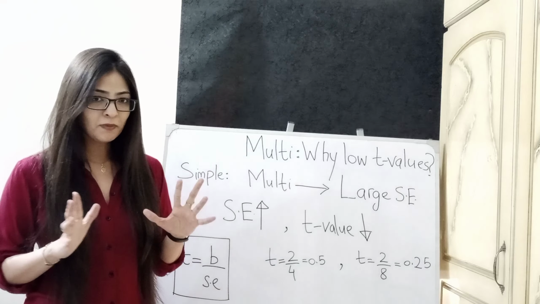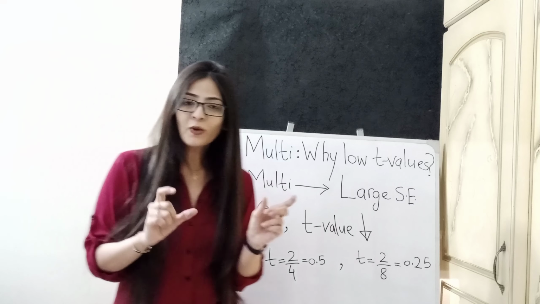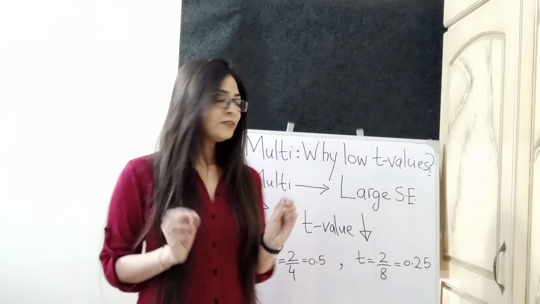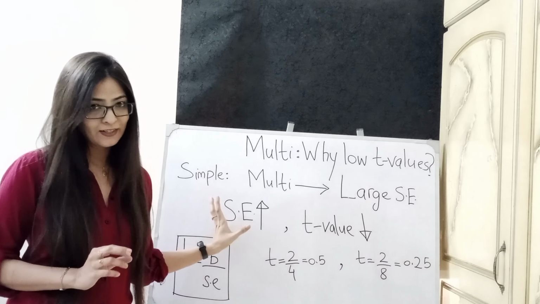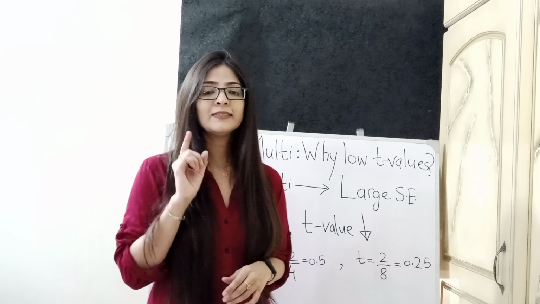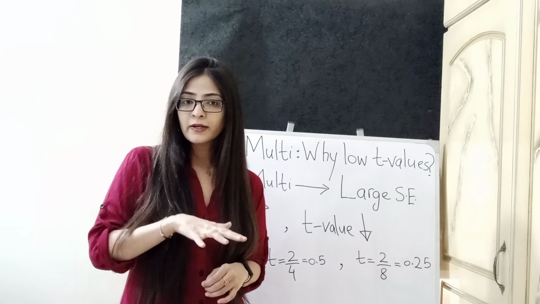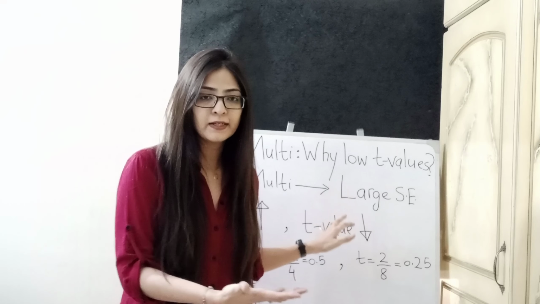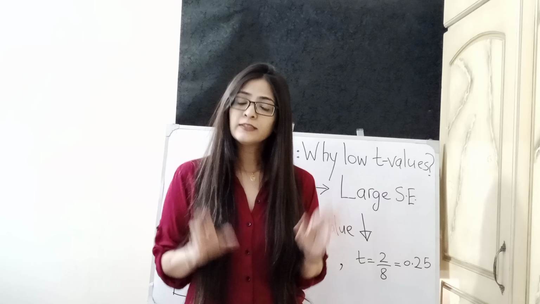So in short, just remember that the reason we have low t values due to multicollinearity is simply because we have larger standard errors. However, one point that I would like to add before I end this video is that the t values are lower than they would have been if we did not have this problem of larger standard errors, but the t stats are still valid.